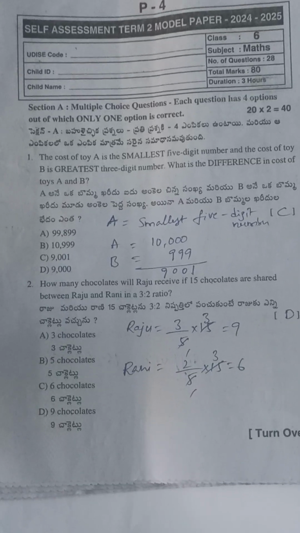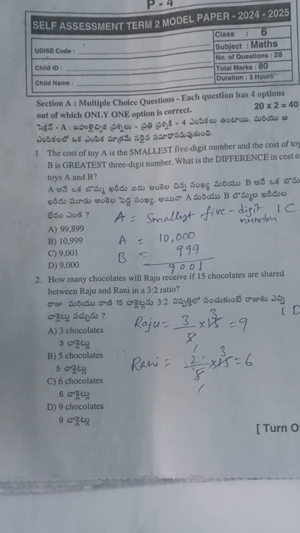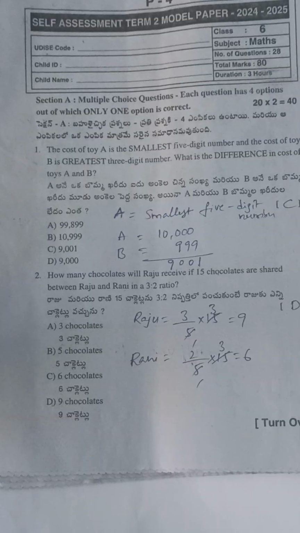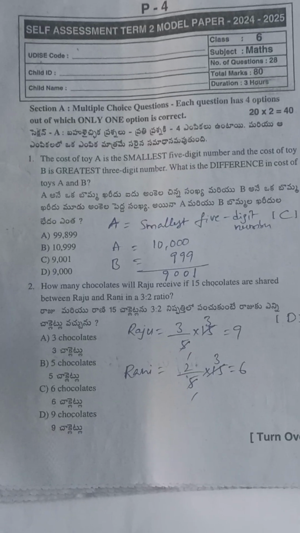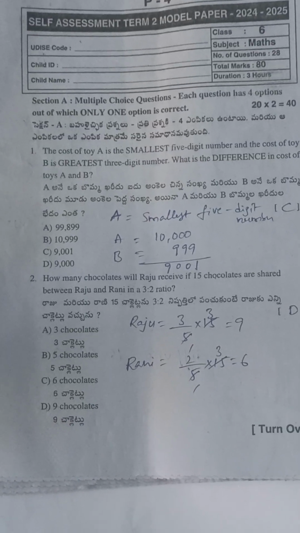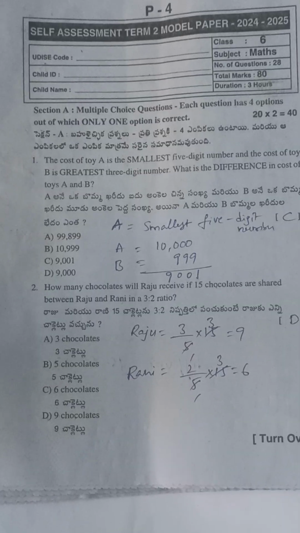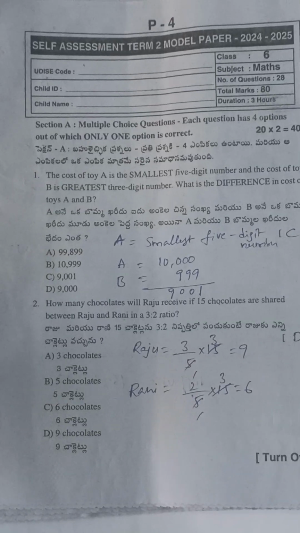ratio? So total parts is 5, 3 plus 2, 5. Raju is 3 by 5 into 15, 3 threes are 9. Ravi is 2 by 5 into 15, 2 threes are 6. So what's the option? Raju is getting how many? 9. So what's the option? D.